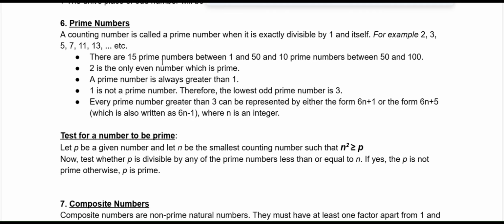There are 15 prime numbers between 1 and 50 and 10 prime numbers between 50 and 100. So totally from 1 to 100 we have 25 prime numbers. And 2 is the only even number which is prime. Other numbers which are divisible by 2 are not primes. Only 2 is the even prime.